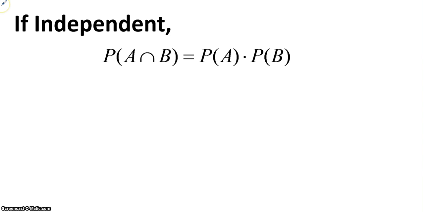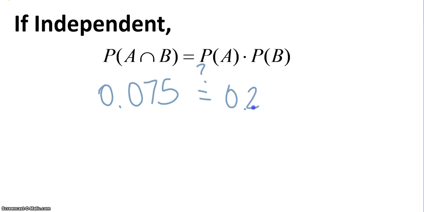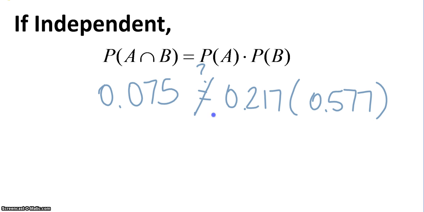So the probability of A and B both being young and married, let's erase that and try again. Okay, is 0.0755 equal to the 0.217, the probability of being young, times the probability of being married, 0.577? And the answer to that is no, they are not equal to each other. Therefore, they are not independent. Being young and being married are not independent events.